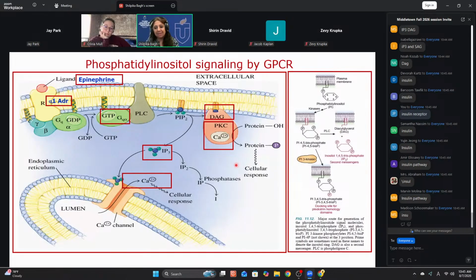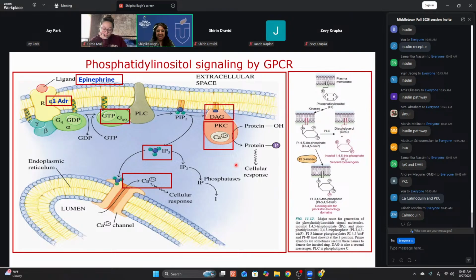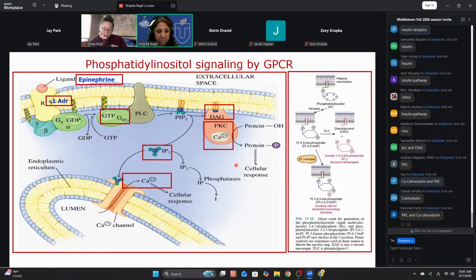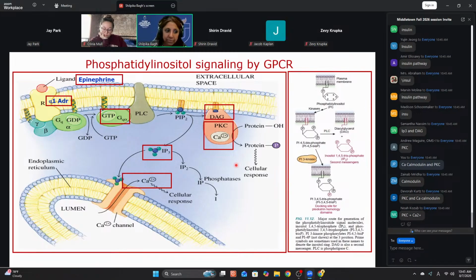So in the end, tell me, if Gq signaling is active, give me the last two enzymes that will be active. Now, don't say IP3 and DAG. That's what I want you to distinguish. IP3 and DAG are not enzymes. They are second messengers. You've got to be mindful of that.